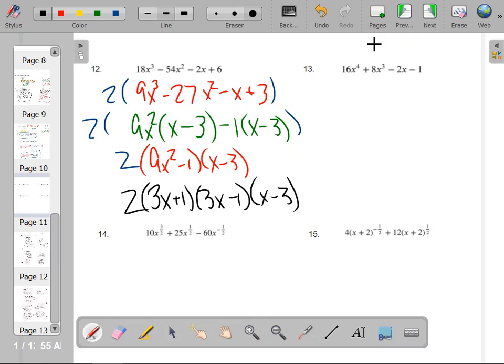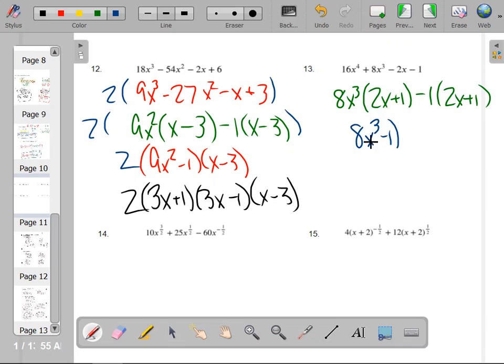Do another one. There's no big GCF, so I'll find the GCF of each half. The GCF of those two would be 8x cubed, and I'd be left with 2x plus 1. Bring down the minus sign. Again, these two don't have anything in common, so we're factoring out a negative 1. Be careful with that sign. So now my terms are 8x cubed minus 1 and 2x plus 1.